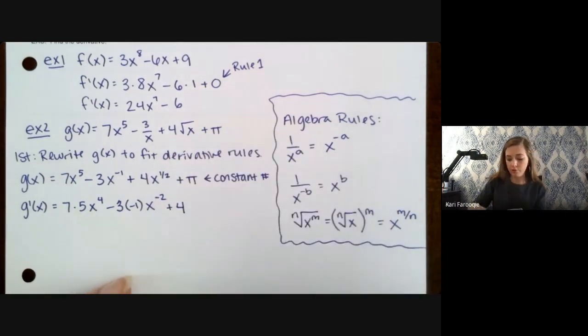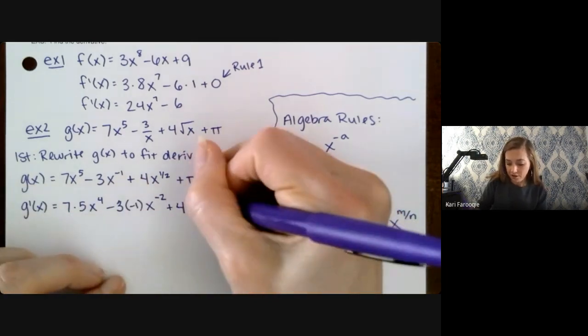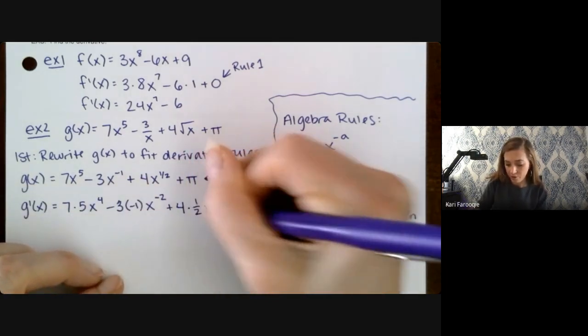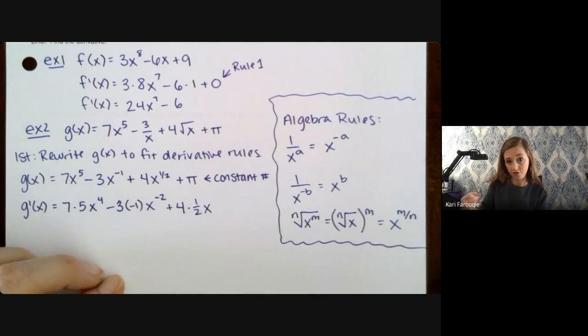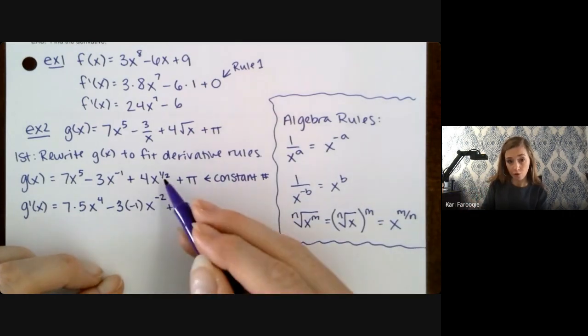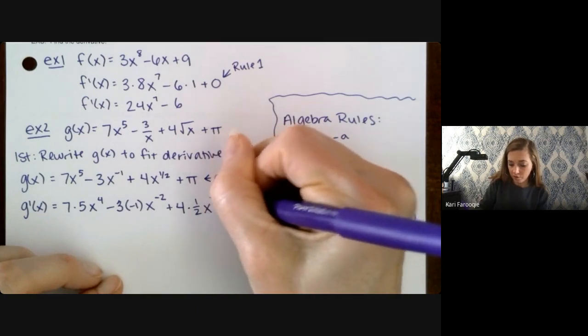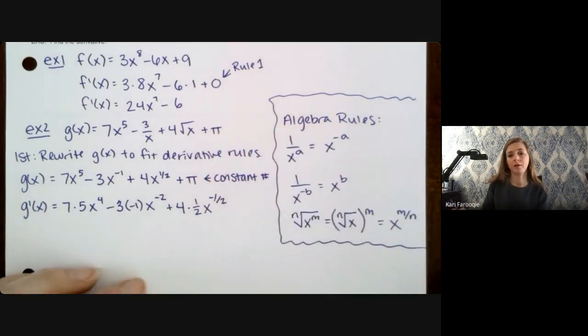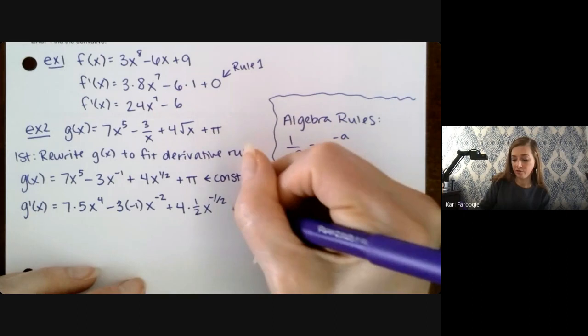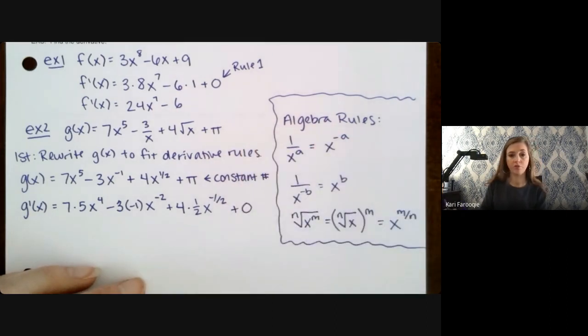All right, I'm going to rewrite this 4. I'm going to bring the exponent down. I'm going to rewrite the x. And when I decrease the exponent by 1, I'm taking 1/2 minus 1, which brings me to -1/2. And the derivative of a constant is 0. So the derivative of pi is 0.